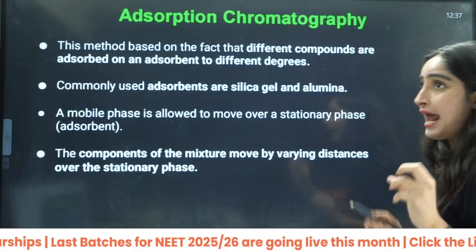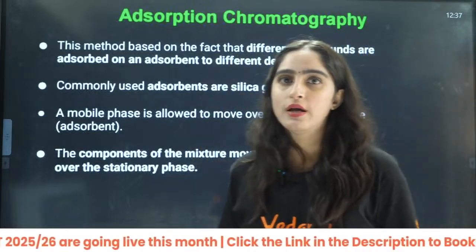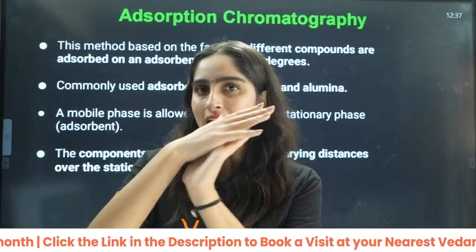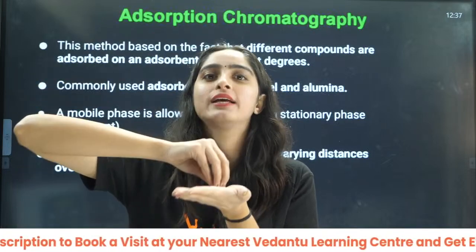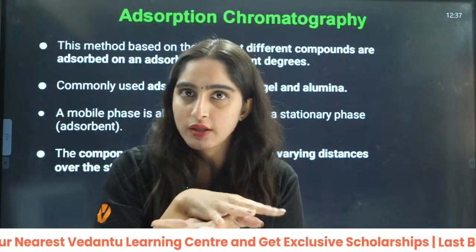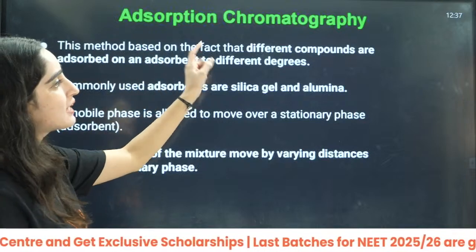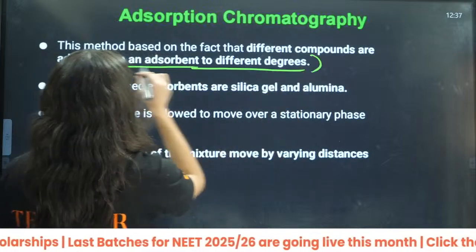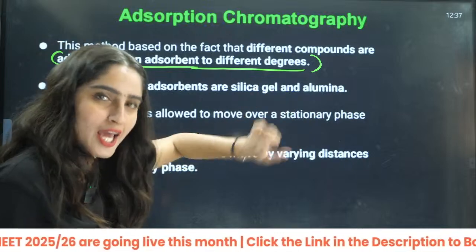Now see this. What is adsorption chromatography? Adsorption means, for example, you have a surface, and the mixture that you are adding here is getting into the layers. That is adsorption. The method is based on the fact that different compounds are adsorbed on the adsorbent to different degrees. First, just go to the theory part, again we will come here.